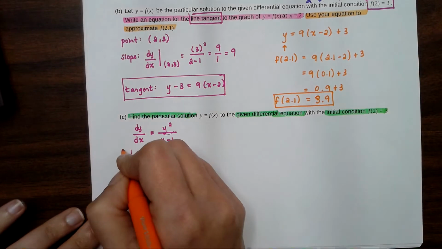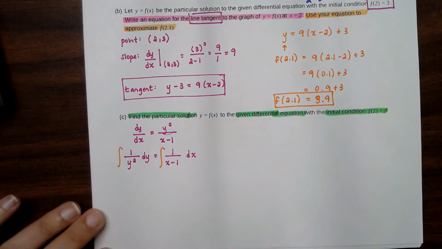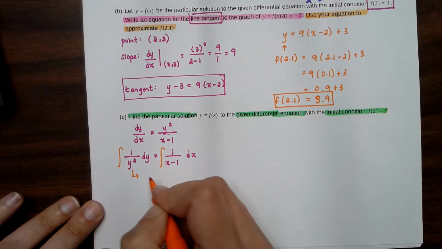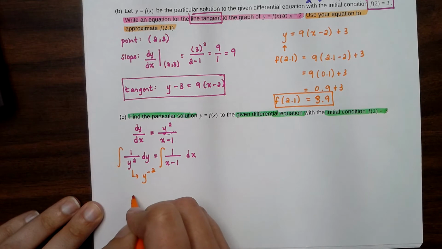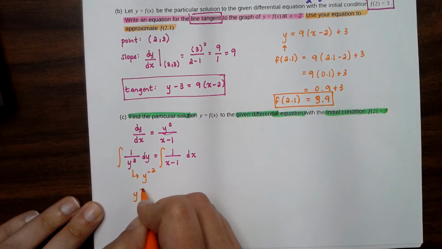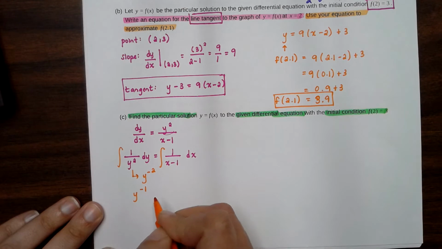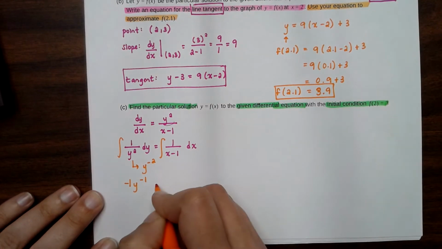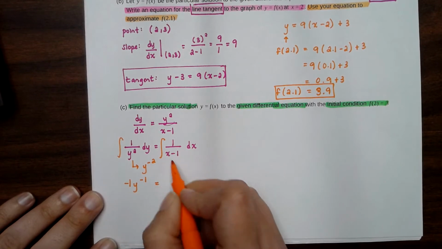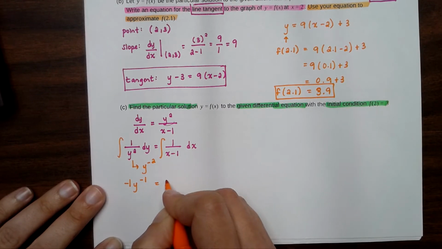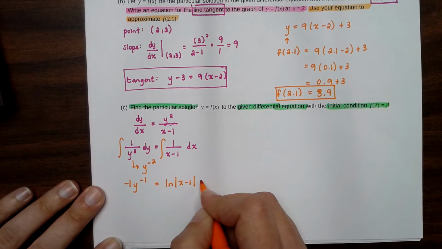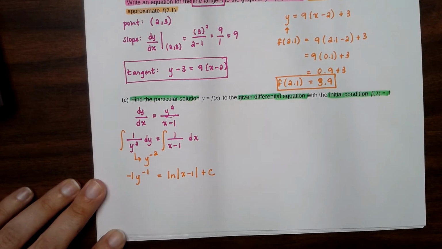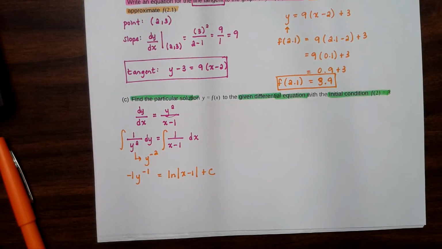Now I'm going to integrate on both sides, which means I like to think about this in order to do the antiderivative as y to the negative 2 power. So to do the antiderivative, I would add 1, which gives me y to the negative 1, and then divide by that new power. So I get negative 1, y to the negative 1, equals the antiderivative of 1 over x minus 1, which would be the natural log of the absolute value of x minus 1. And I'm going to put my plus c to save a spot for my missing constant.